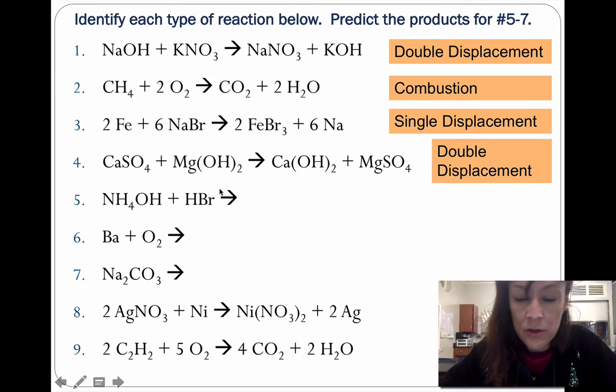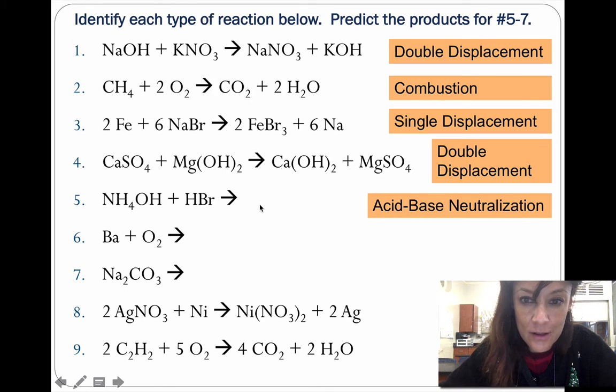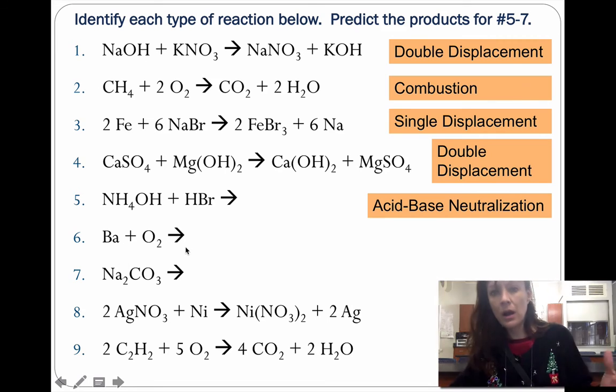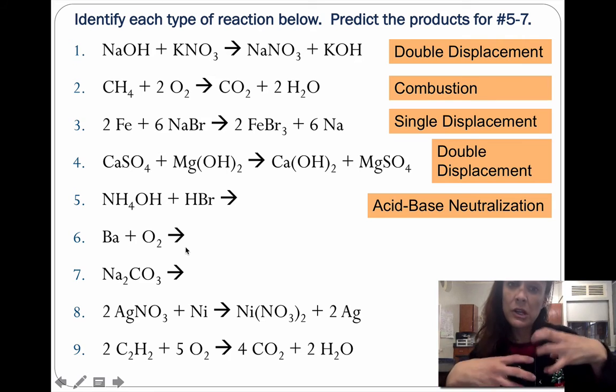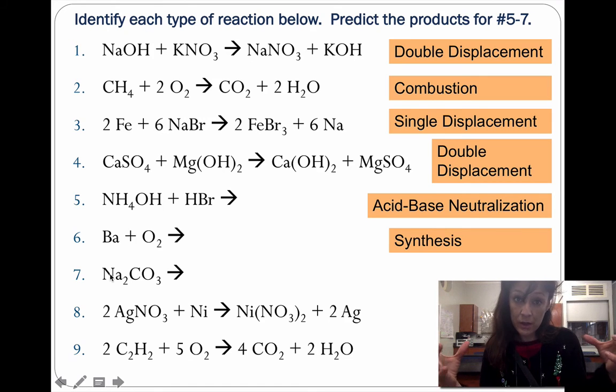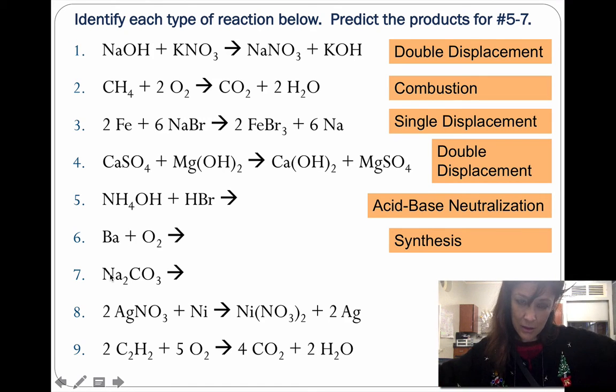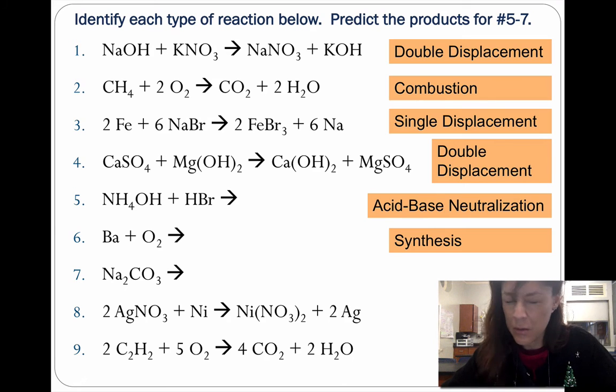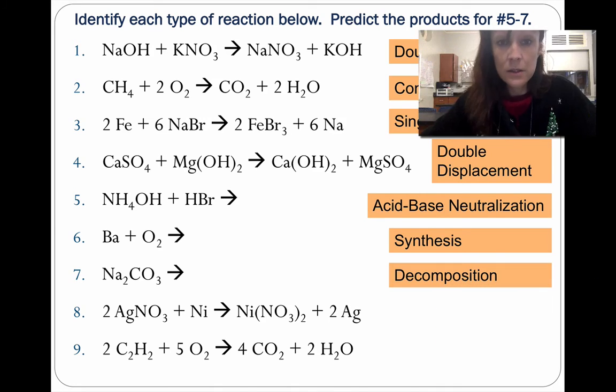I've got this ammonium hydroxide and this hydrobromic acid. Sounds like I've got an acid-base reaction, a neutralization reaction. We'll fill in the products in a second. Barium plus oxygen, probably can predict that these two things are going to come together. And that sounds like a synthesis. Number 7, you only start off with this one big thing. So you're probably going to predict that it's going to break apart into 2 or more pieces. Decomposition.